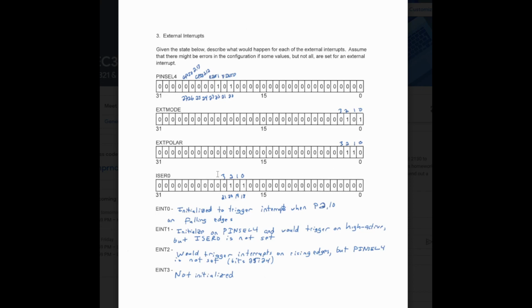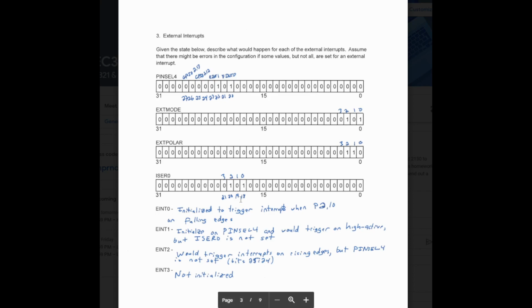Finally, let's look at ICER0. So ICER0, we're looking at bits 18, 19, 20, and 21, and that corresponds to EINT 0, 1, 2, and 3. So ICER0 is set for EINT 0. It is not set for EINT 1. It is set for EINT 2. So that means that we've initialized things for those ones. It is not set for EINT 3. So 1 and 3 are not initialized in ICER0 properly. 0 and 2 are.